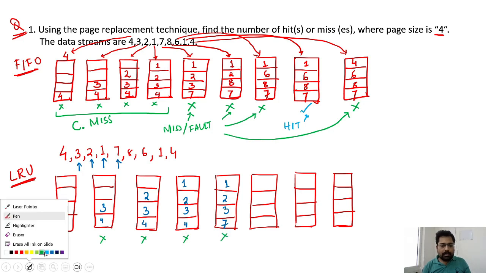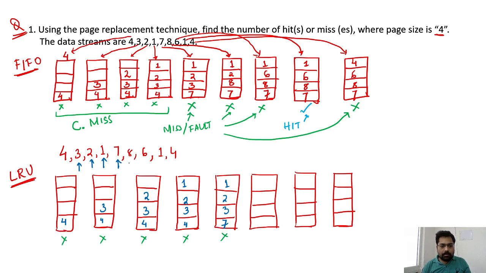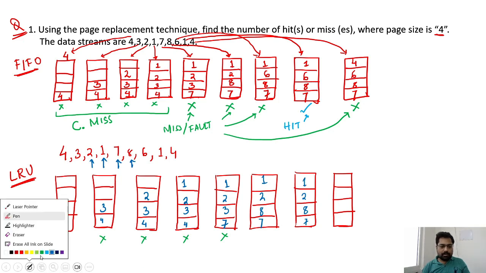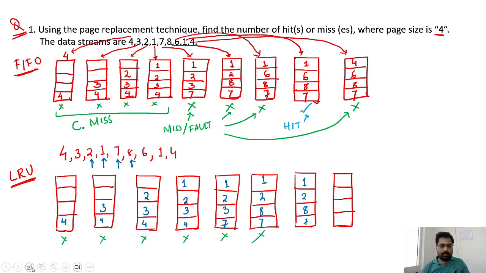Now another variable came, which is 8. If 8 came, previously the values are 3, 2, 1, and they are recently used, but the least recently used is 3, so 3 will be removed and 8 will be entered in place of 3. Clear? So now it is a miss also, because replacement is done.